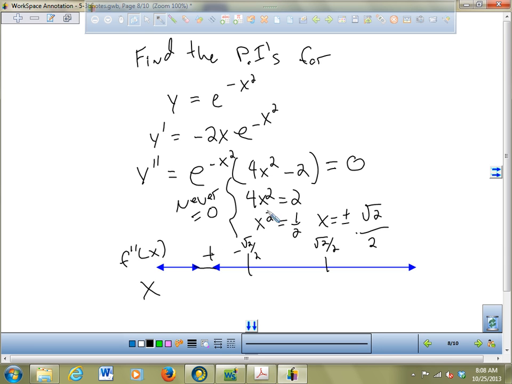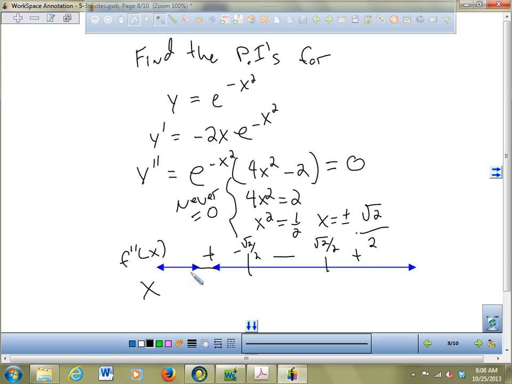So this is positive. In between negative root of 2 over 2 and root of 2 over 2, what do I have? 0. So what's 0 minus 2? Negative. And what's over here? Positive. If I plug in a number bigger than 0.7, like 1, I get 4 minus 2, which is 2. So this is positive.